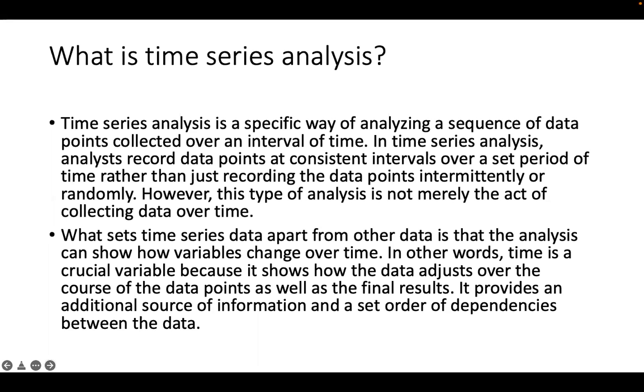For example, sales. If we are considering sales as a variable, it would show us how sales is changing over a specific period of time. Time is a crucial variable because it shows how the data adjusts over the course of the data points as well as the final results. It provides an additional source of information and a set order of dependencies between the data.